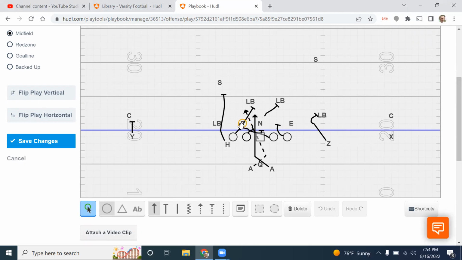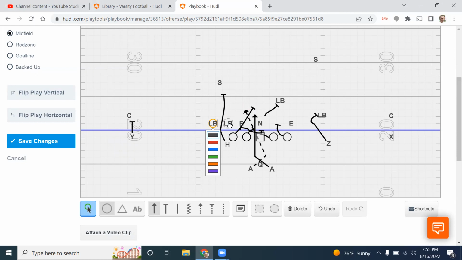If he was a 3 technique, you would trap him. If he was a 4 technique, you would trap him. If he was a 5 technique, you would trap him. If he was a 1 technique, you would not trap him, because he is not on or outside the guard. And now, if there was a 3 technique, a 5 technique, and a 7 technique out here, you would trap the first person on or outside the guard.